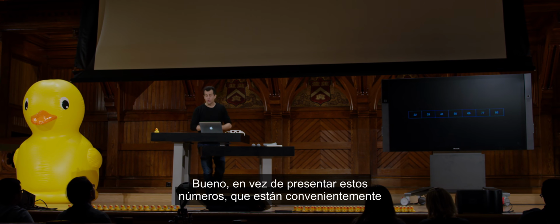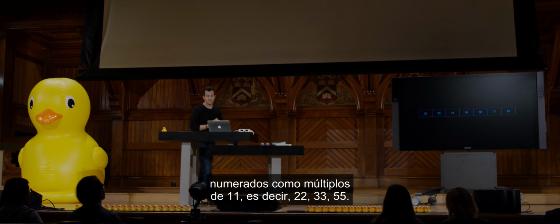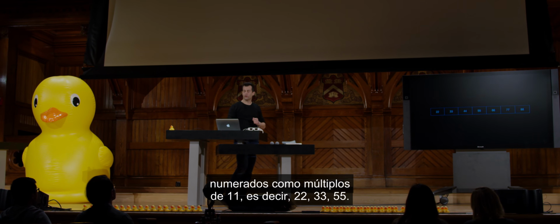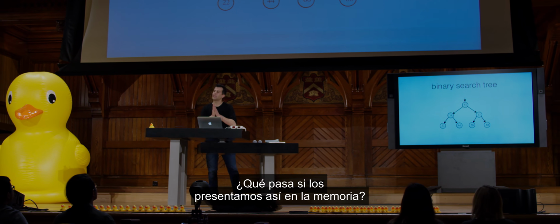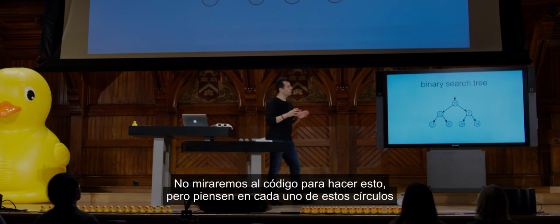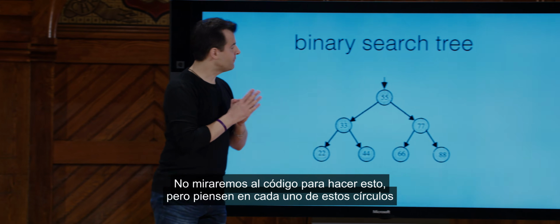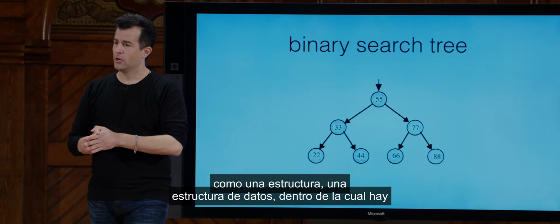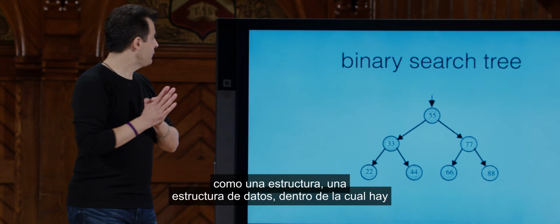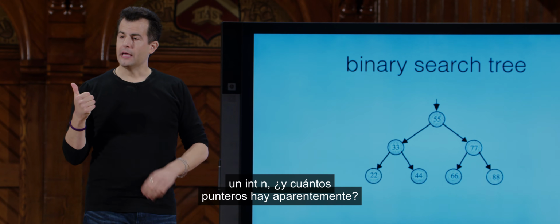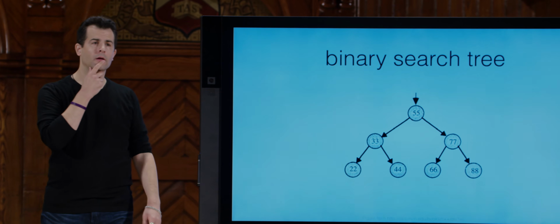Well, instead of laying out these numbers, which are conveniently numbered as multiples of 11 here, 22, 33, 55, what if we lay them out like this in memory? We won't look at the code for this, but think of each of these circles as a structure, a data structure, inside of which there's an int n, and how many pointers apparently?